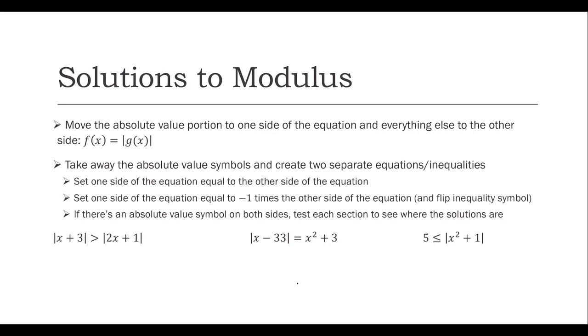If there's an absolute value symbol on both sides, you'll test each section to see where the solutions are. And you'll always want to double check your answers because you can get a lot of solutions that might not actually be real solutions. So for this first one, we'll have x plus 3 is greater than 2x plus 1, and x plus 3 is less than negative 2x plus 1. So we'll subtract x and 1 from both sides to get that 2 is greater than x.